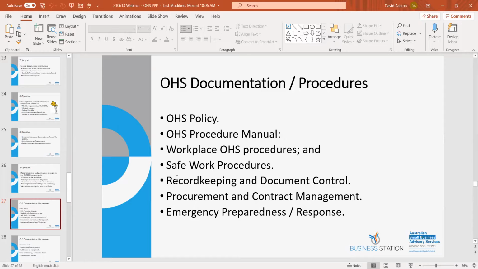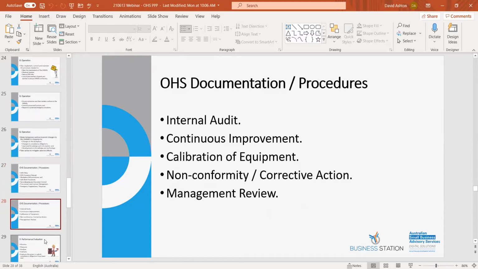So safe work procedures, you need procedures around record keeping and document control, procurement, contract management, your emergency response plan, looking at internal audits. So you need to do regular auditing of your system to make sure that it's being adequately implemented. You need to have procedures around continuous improvement. Calibration of equipment is important. If there are aspects of your business that use equipment that requires calibration, you need to ensure that the equipment is calibrated correctly and giving correct measurements.